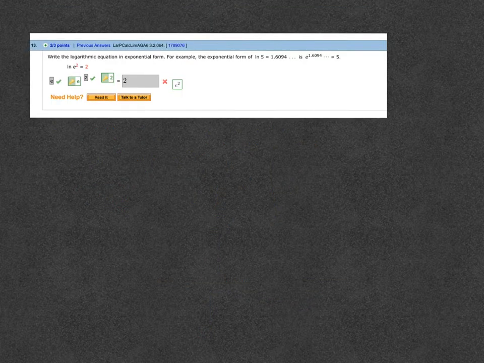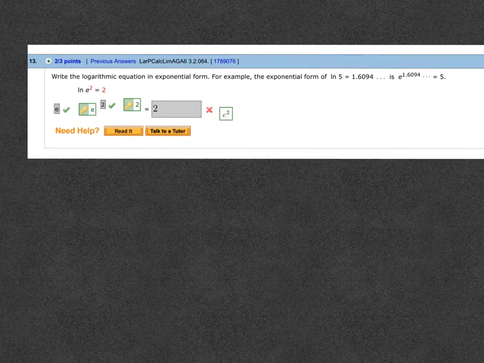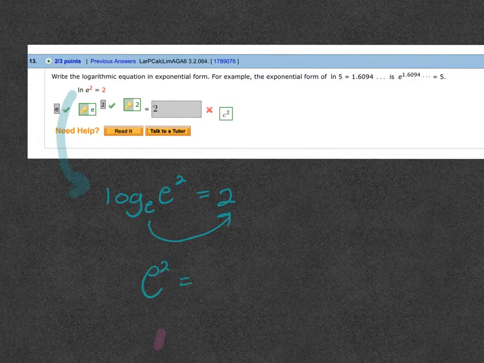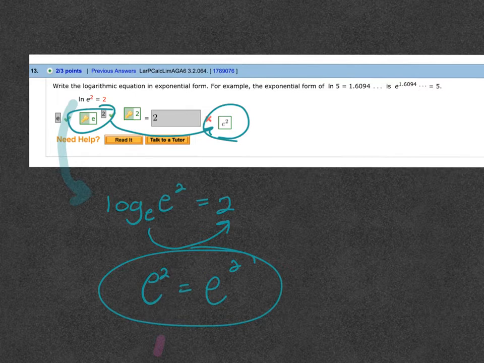All right, this one says write the log equation in exponential form. For example, the exponential form of ln 5 equals 1.6, and so on. So the first thing I'm going to do is change this so that it is log base e of e to the second equals 2. And then I'm going to convert this into exponential. E comes over and picks up the 2. E to the second would equal e to the second. It should have been e to the second equals e to the second. This would have been your exponential form. Questions on that one?